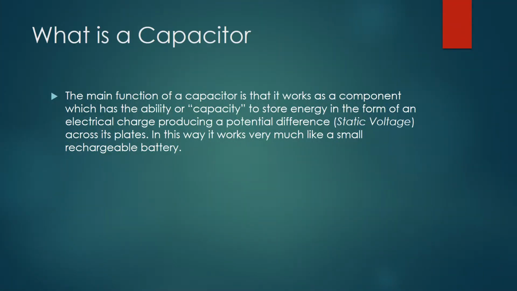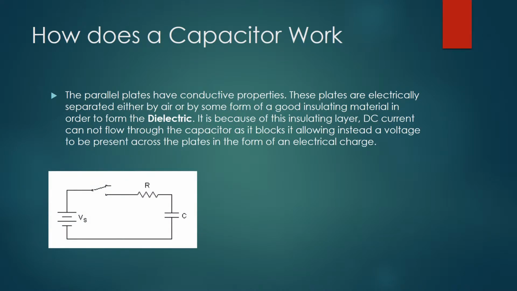Firstly, what is a capacitor? The main function is to store energy in the form of charge, which creates a potential difference across the plates it contains. The plates of the capacitor are made of conductive materials, that is, metals, and are separated by air or another insulator, which forms a layer referred to as the dielectric. It is due to this layer that current cannot pass through the capacitor, and it is able to store charge across its plates.